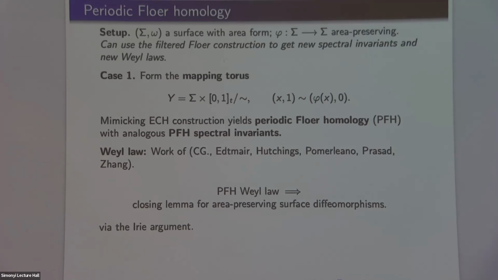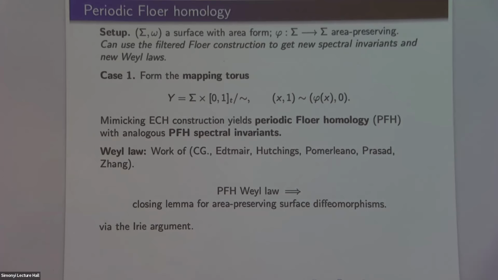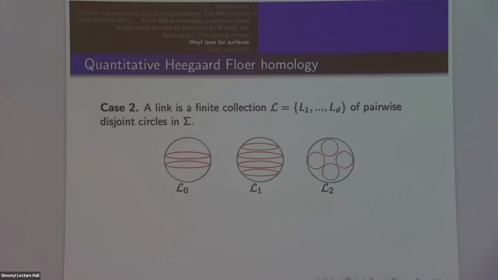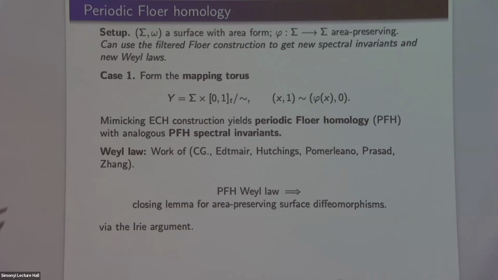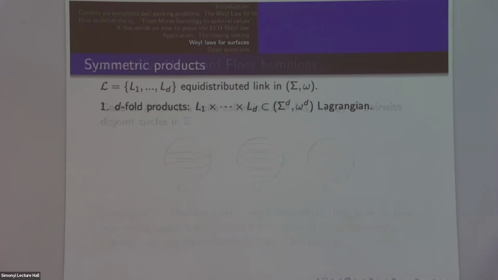Maybe the contact case could feel a bit special. So you can prove a Weyl law for just a general area-preserving surface diffeomorphism by doing similar kinds of things to the mapping torus. Of course, the Weyl law is quite hard. It took a long time to get this to work, but it does work. You can also look at this three-manifold from the point of view of its Heegaard Floer homology. You get an interesting story, but I'm going to just mostly skip that.